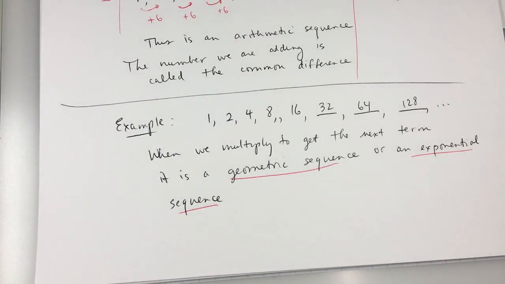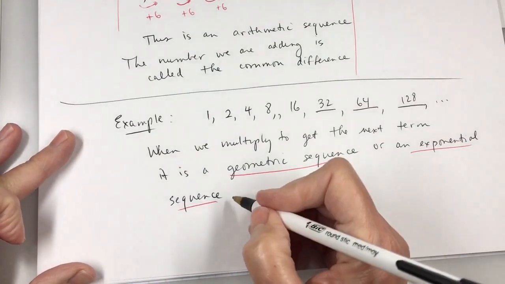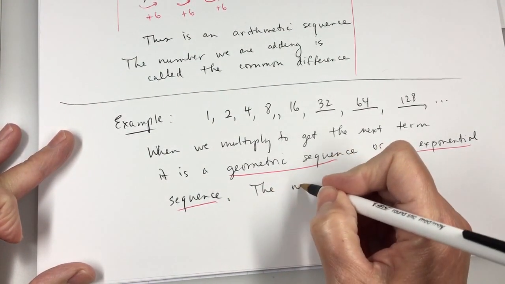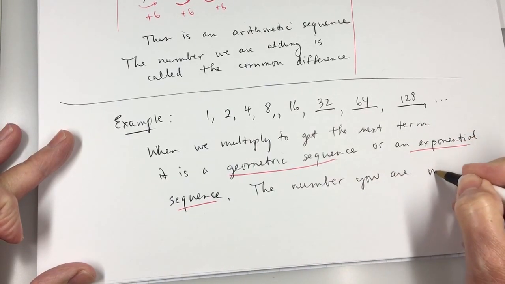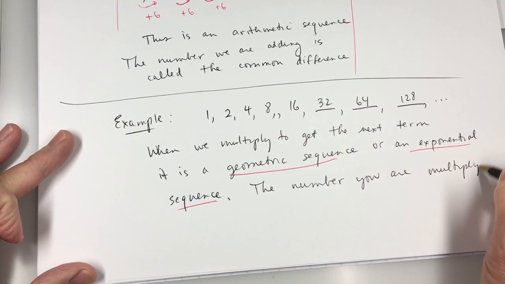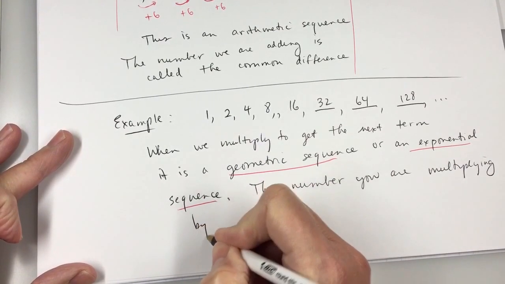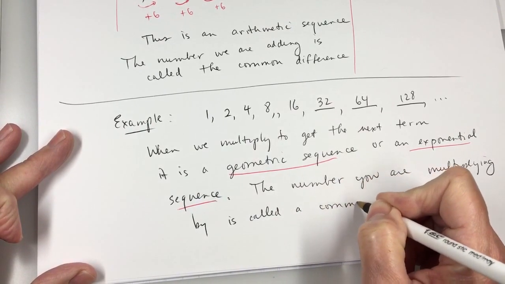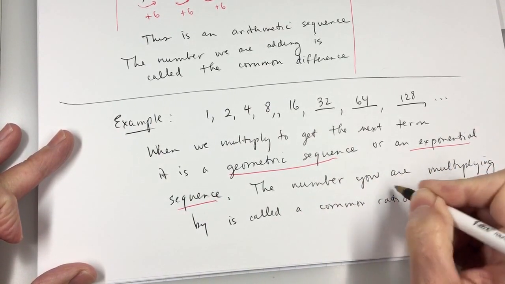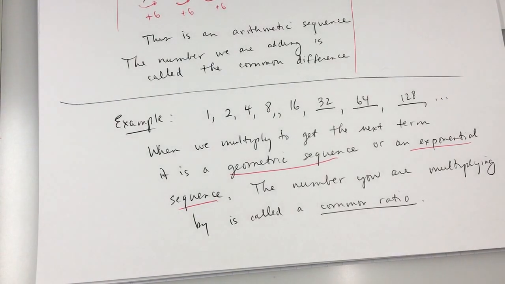Is there a common difference? There's actually a common ratio. Okay. So the number you're multiplying by is called the common ratio. The number you are multiplying by is called a common ratio. Can you write an expression for the a sub n term in this one?